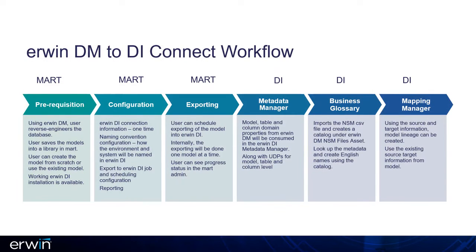Here is an illustration of the process flow for Irwin DM Connect for DI. The first three are primary Irwin DM Mart functions. Prerequisite: using Irwin DM, users reverse engineer the database and can save the models into a library in the Mart. Users can create the model from scratch or use the existing model. And, of course, a working DI installation must be available. Configuration: DI connection information is entered only one time. Naming convention configuration: how the environment and systems will be named in Irwin DI. Export to DI job, scheduling configuration, and reporting.